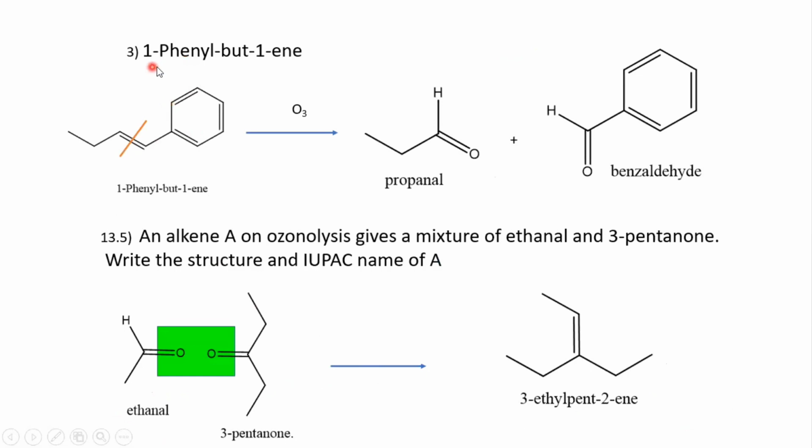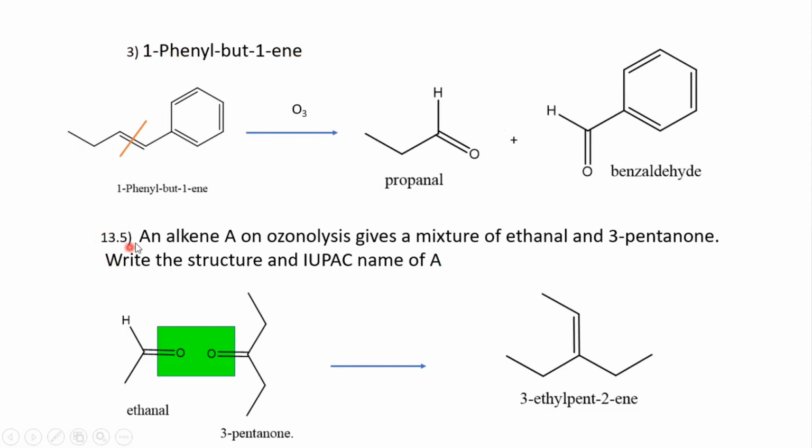And the next compound is 1-phenyl but-1-ene. So this is 1-phenyl but-1-ene. So we have to cut the bond over here and then put oxygen on either side. So this is 1, 2, 3 carbon aldehyde, that is propanal, and the other one has a phenyl ring and 1 carbon, that is benzaldehyde. So we get 1 mole of propanal and 1 mole of benzaldehyde on ozonolysis of 1-phenyl but-1-ene.